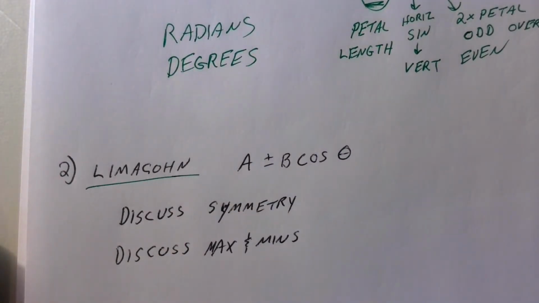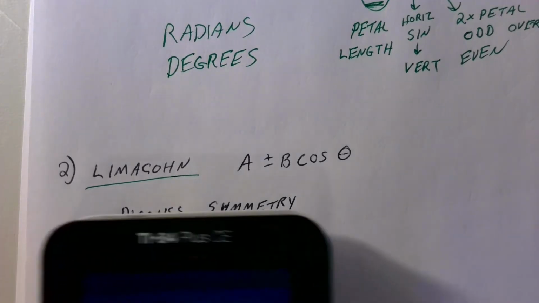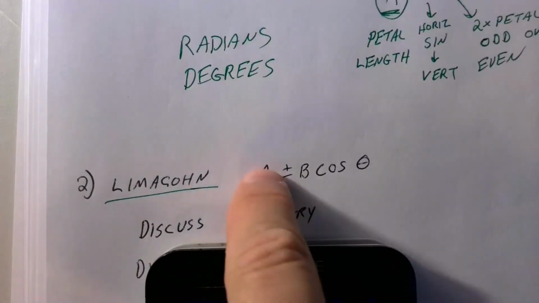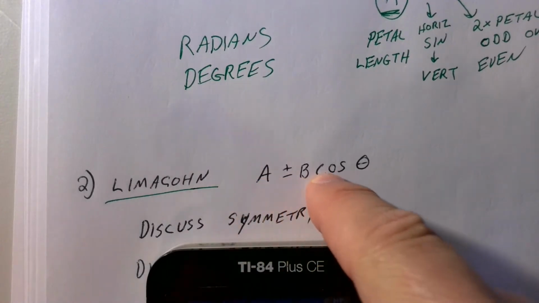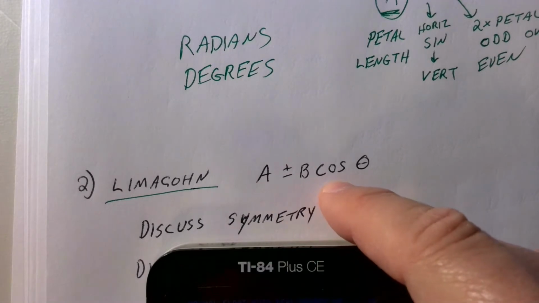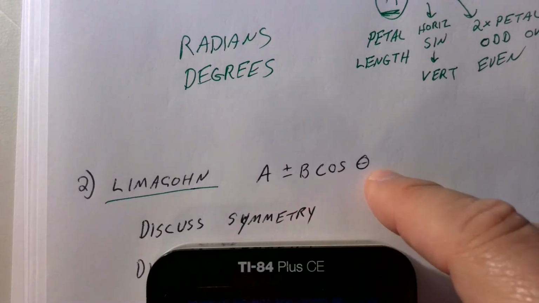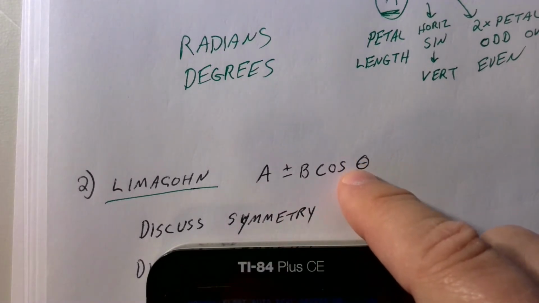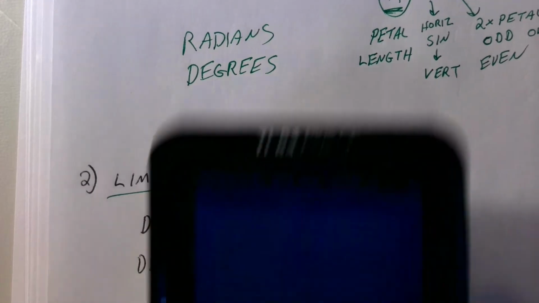So now we're going to go to something called a Limaçon curve. And a Limaçon curve looks like this. It's got a plus or minus number. So we're going to put a constant out in front, and then we're going to add or subtract a number times cosine of a theta. And we're not going to do a 2 theta or 3 theta or 4 theta. We're just doing that. So here we go.